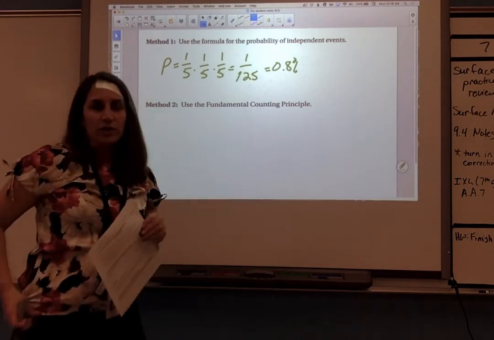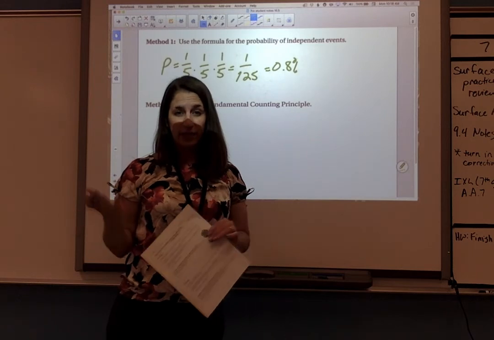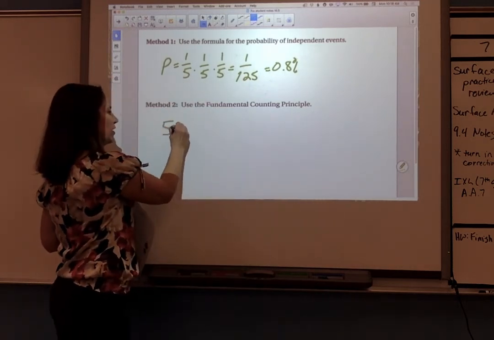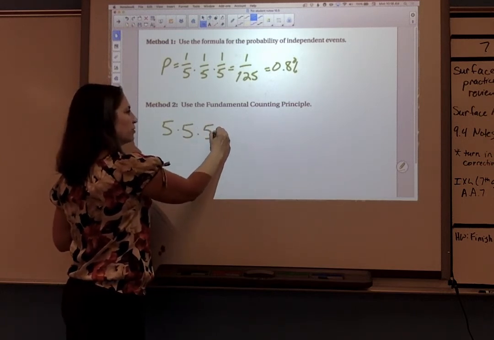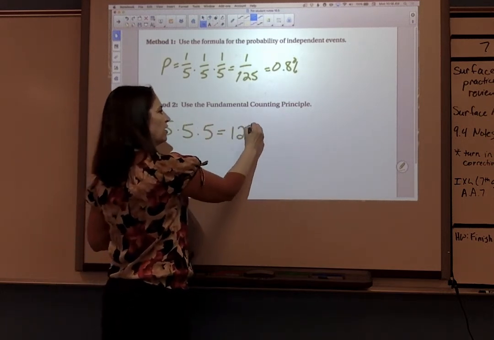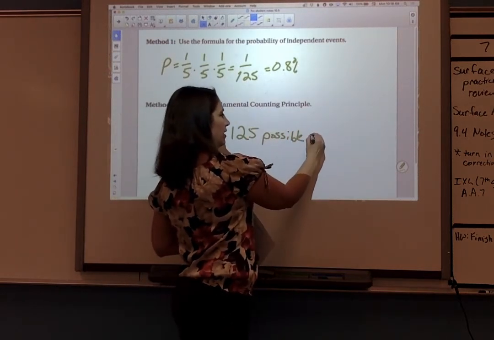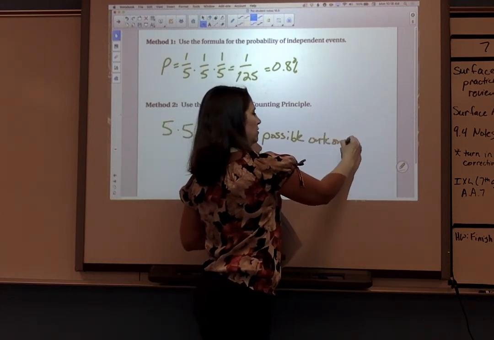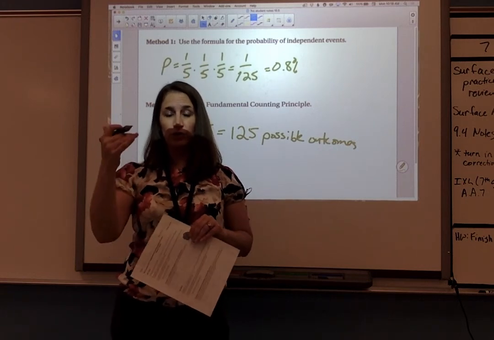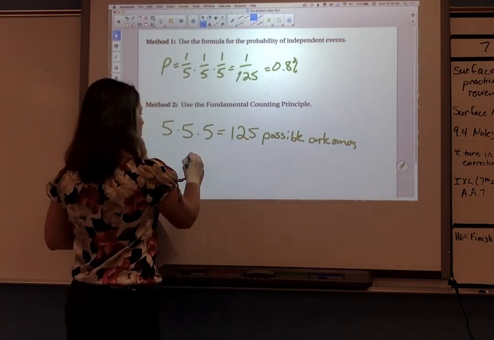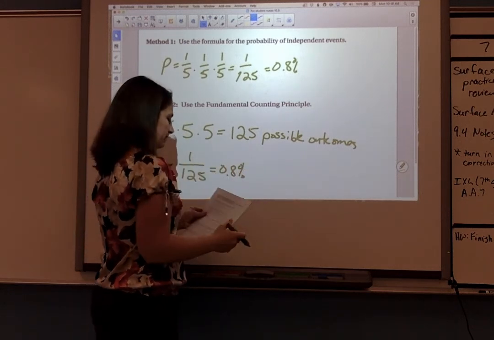Now, the other thing we can do is use the fundamental counting principle. So we can say there's 5 choices for number 1. There's 5 possible outcomes for number 2. And there's 5 possible outcomes for number 3. So that's 125 possible outcomes. And only one of those outcomes is going to be that you got all 3 correct, right? That you chose the right answer on all 3 problems. So that's 1 over 125, or 0.8%.